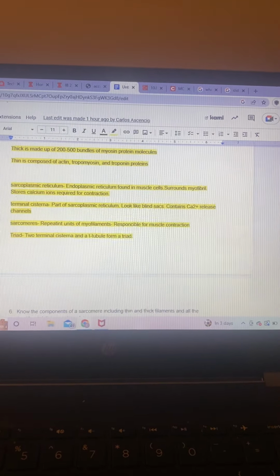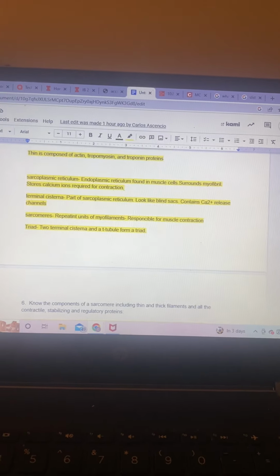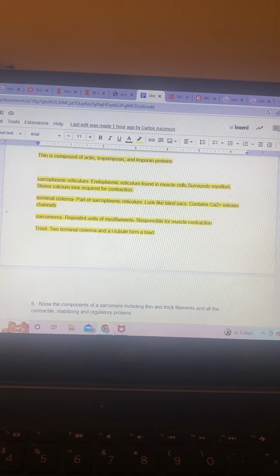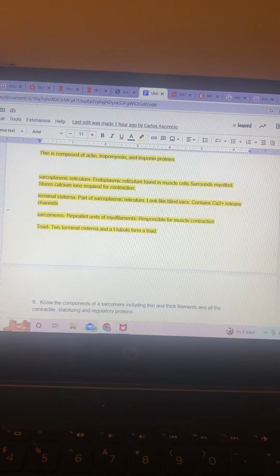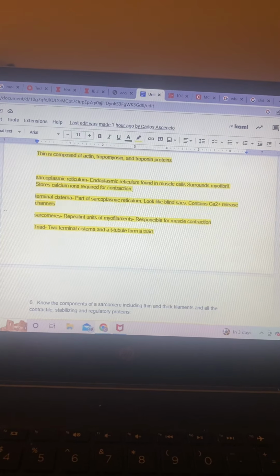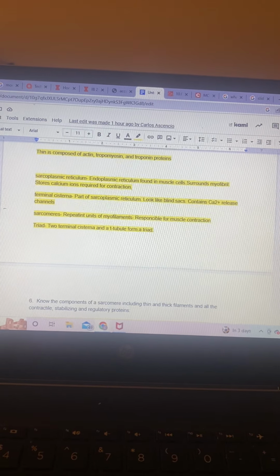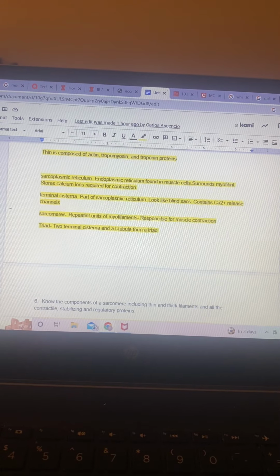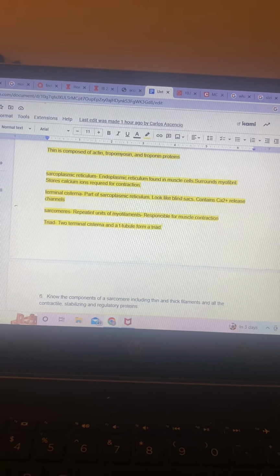So what is the sarcoplasmic reticulum? It's the endoplasmic reticulum found in muscle cells. It surrounds the myofibril, and it stores calcium ions required for contraction. What is the terminal cisterna? It's part of the sarcoplasmic reticulum. It looks like blind sacs, contains Ca2+, and it contains Ca2+ release channels.